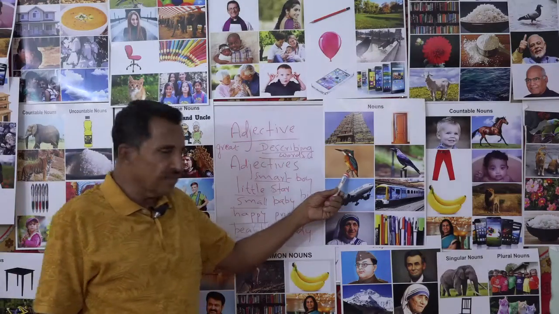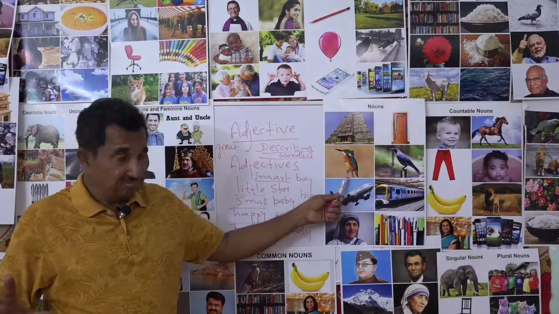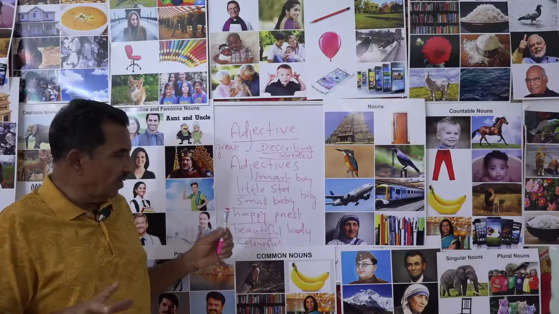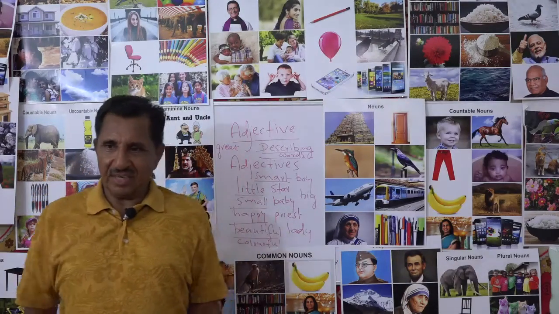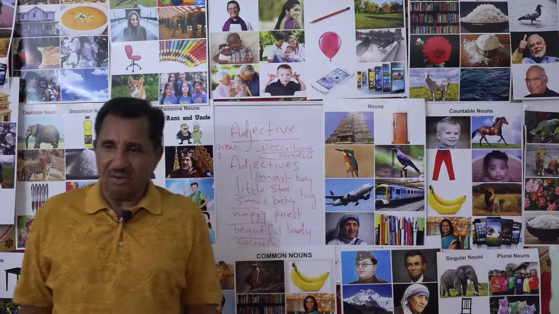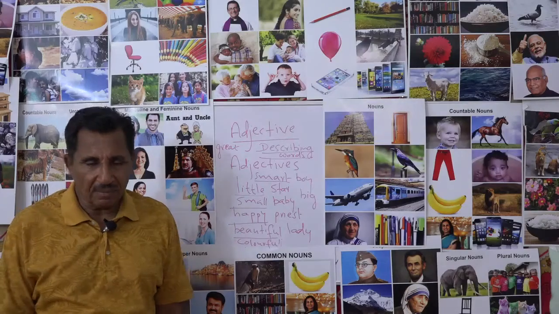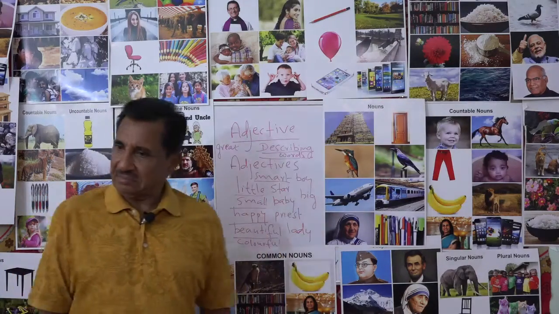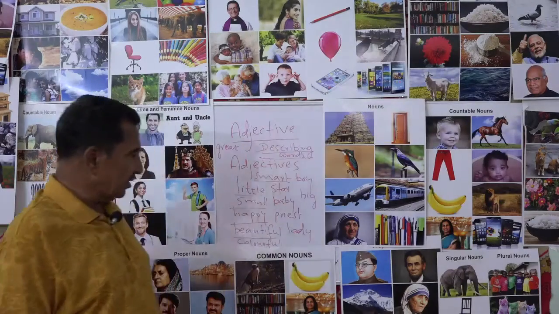Then what about this kingfisher? Smart. Ready to jump, smart, like the boy. What does smart mean? Very active, yes. Opposite of smart is dull. Dull people, they walk like this. But smart people, like this, yeah, that is how they say.